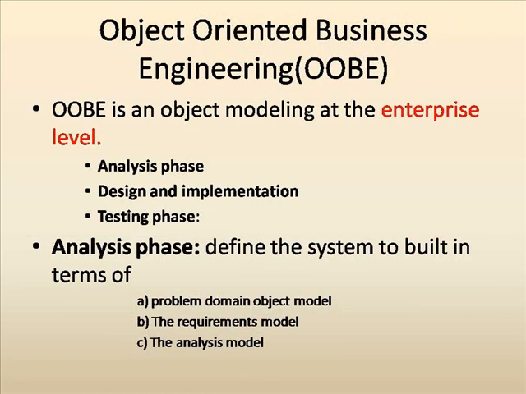Next one is object-oriented business engineering. This is at the enterprise level and it consists of the analysis phase, design and implementation phase and the testing phase. In the analysis phase, we are going to define the system to build in terms of the problem domain, object model, the requirements model, and the analysis model.